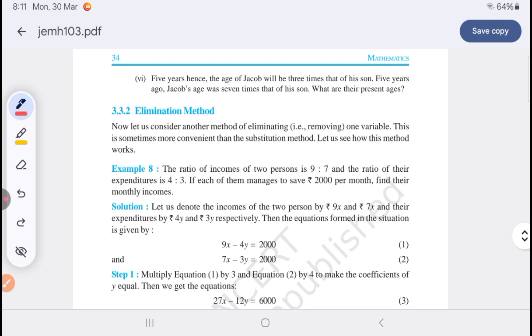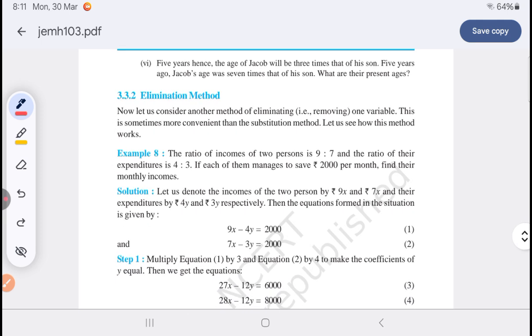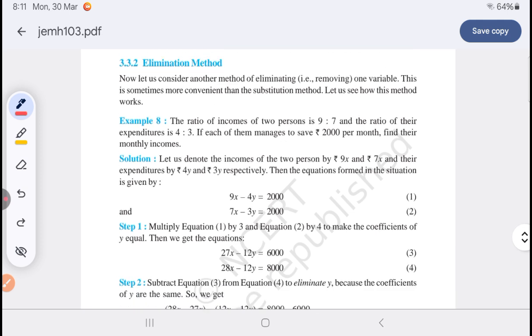And the next method is the elimination method. Elimination method means removing one variable. This is sometimes more convenient than the substitution method. Let us see how it works.